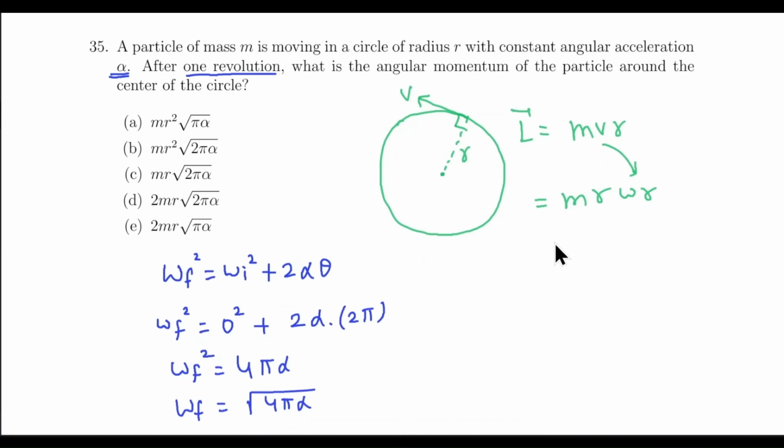So I'm going to replace that with omega R. So it will look like m r square, and omega is root 4 pi alpha. And what is square root of 4? 2. So that 2 comes out, 2 mr square root pi alpha. There is a slight typo in the options. It has to be option E, and this is 2 pi r square root of pi alpha. So option E matches with the answer.